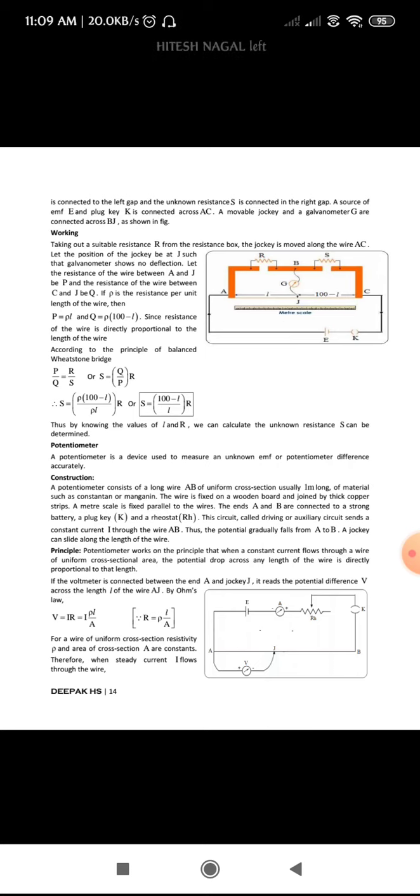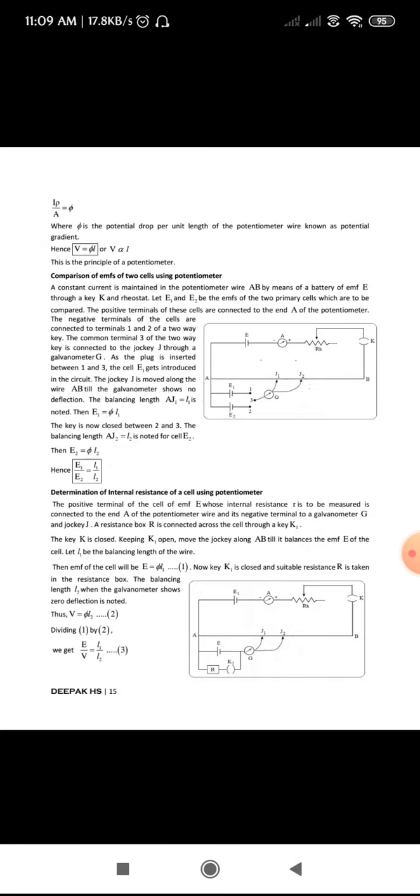Next, what we have done is we have taken I rho by A as a constant, and replaced it by a single letter, phi. I is the current, rho is the resistivity, and A is the area of cross section. All these three have been replaced by another letter called phi. Phi is the potential drop per unit length of the potentiometer wire.